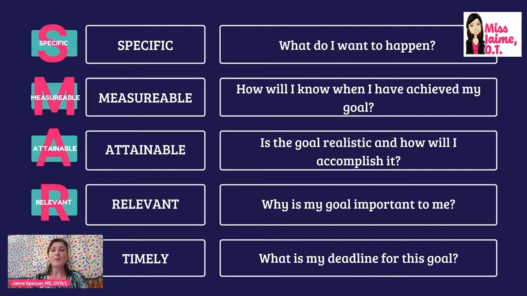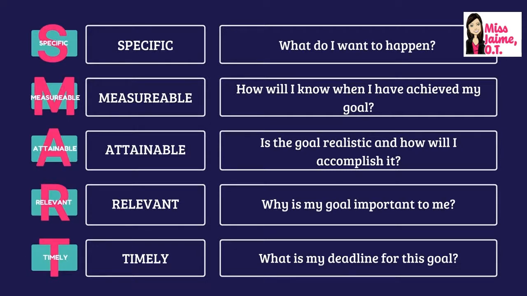So when we talk about specific, we're really getting into exactly what do we want to happen? What exactly do we want the child to do? Measurable, this gives us a way to know how the child has achieved the goal. How will we know when they've met that goal? Attainable, we need to make sure that the goal is realistic and that the child would be able to accomplish it by the end of the year.